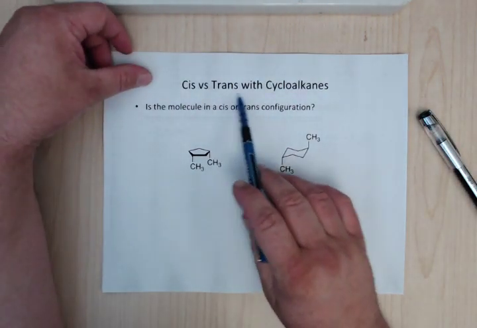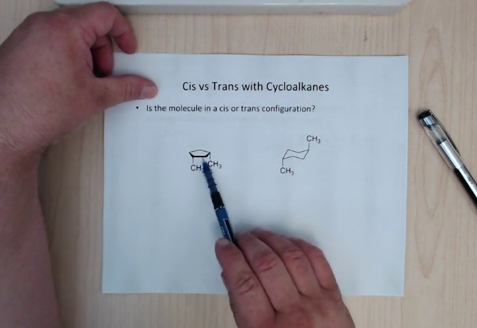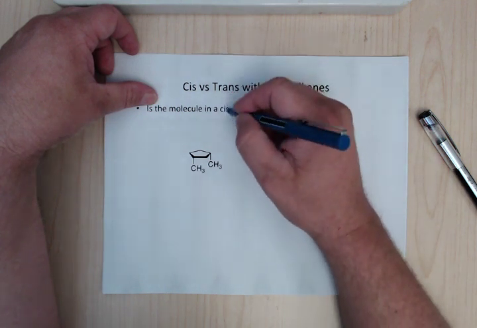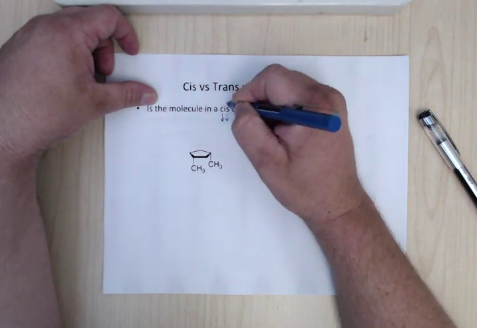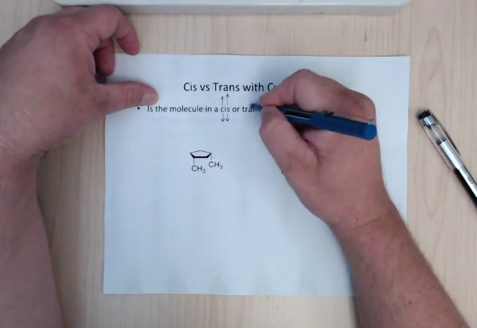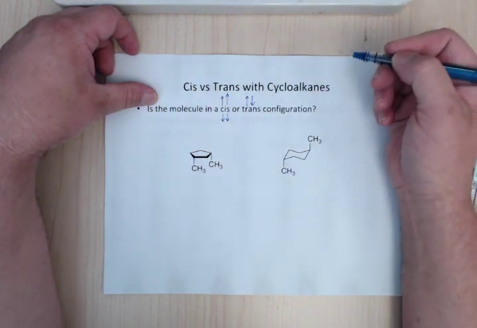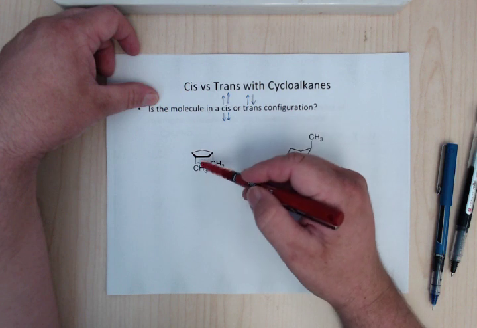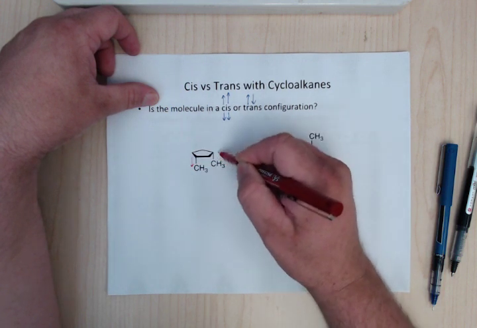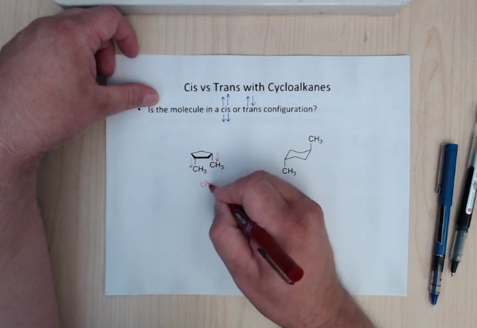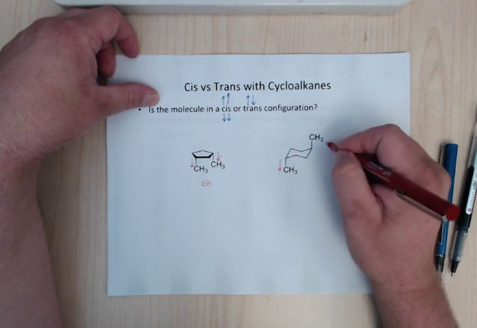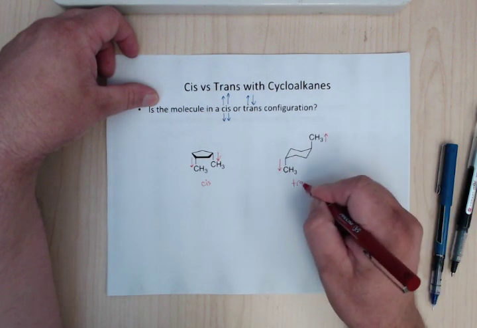Okay, so for cis-trans on cycloalkanes, you've got the ring, and are the groups above or below the ring? For cis, they're either both below or both above. For trans, you're going to have one up, one down. So over here, they're both below the ring, so this should be cis. For here, here's the ring, one below, one above, so this should be trans.